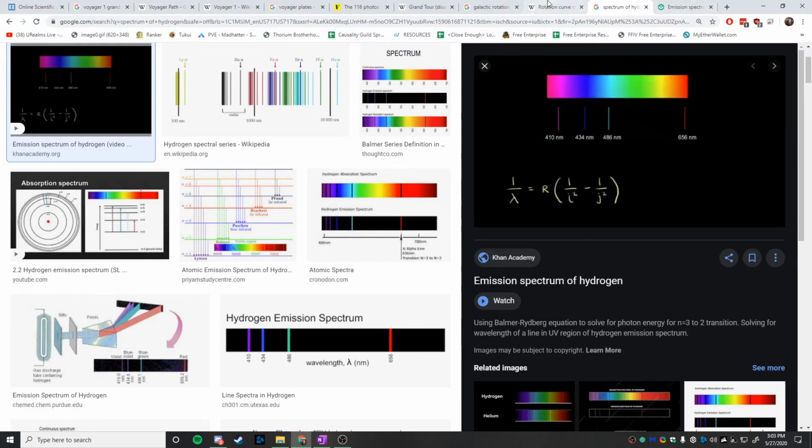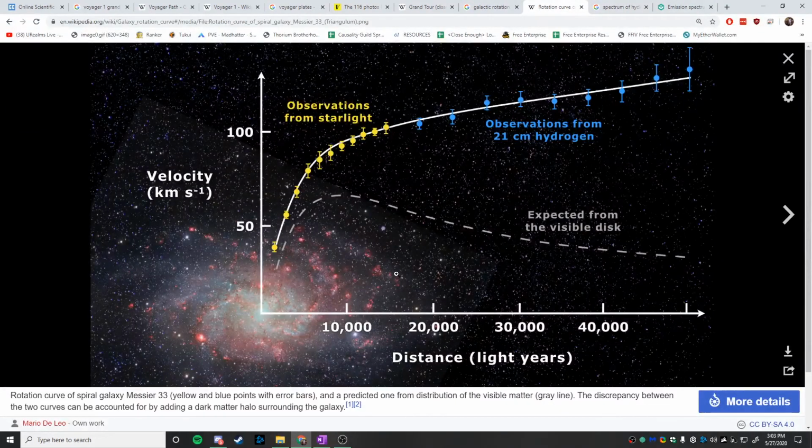So we look at a distant galaxy, and we say, what color is it? Does it move? Is the light being redshifted? If it's being redshifted, it's moving away from us. If it's being blue shifted, it's coming towards us, right? And we can use that to get a precise understanding. And that's why it says observations from 21 centimeter hydrogen. This would be the 21 centimeter hydrogen line or something like that. I think I'm getting this right.